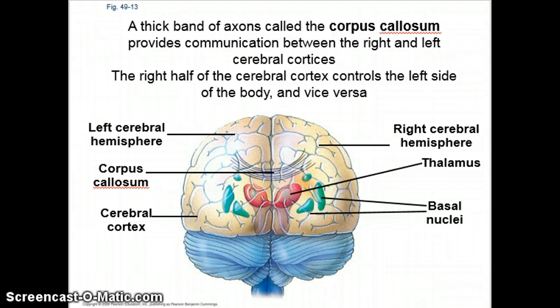But these two different hemispheres, an important structure that you need to be familiar with is the thick band of axons that actually connect the two hemispheres. And those are called the corpus callosum. And they provide communication between the right and the left sides of our brains. In general, the right half of our brain is what controls the left side of our body, and the left side of our brain controls the right side of our body. So it's actually cross-functional. It's kind of strange to think, but it actually is how the brain's function is divided.